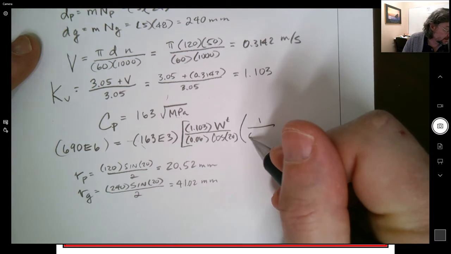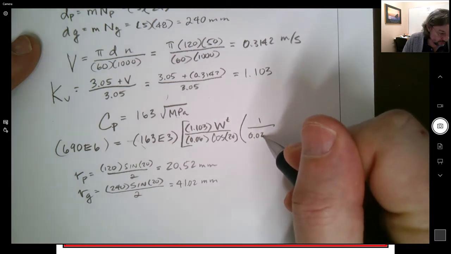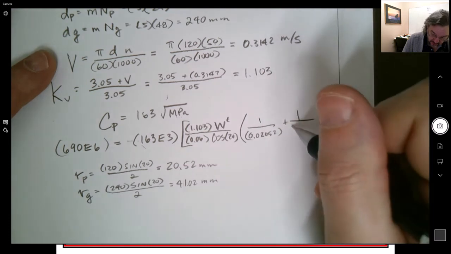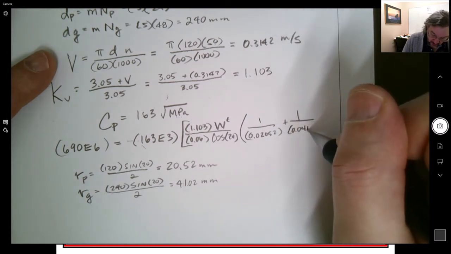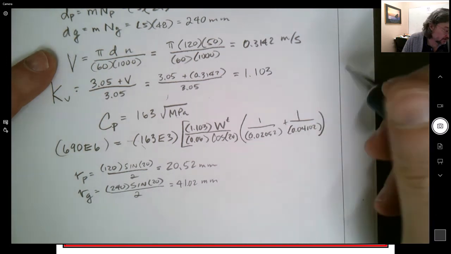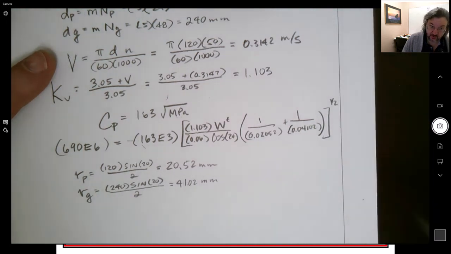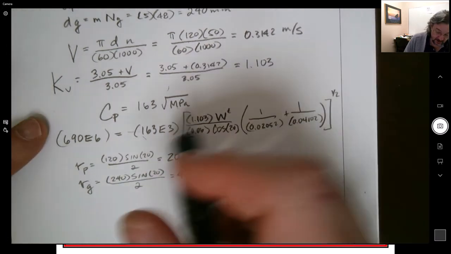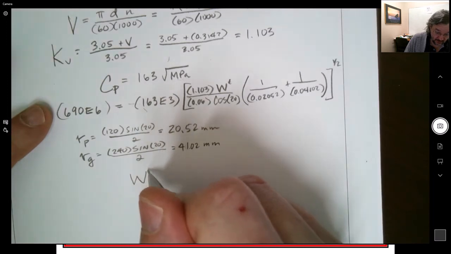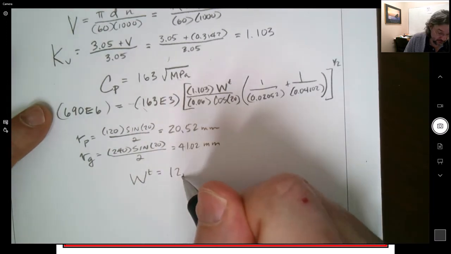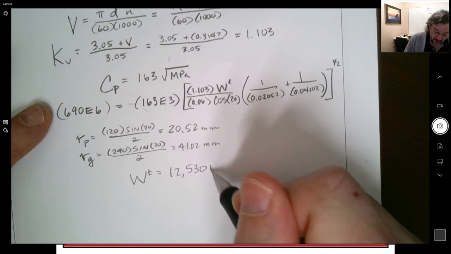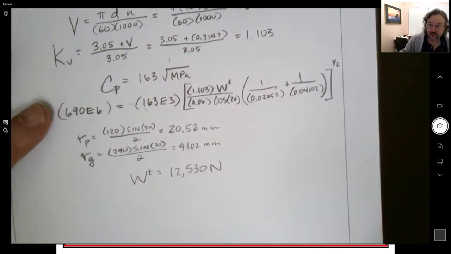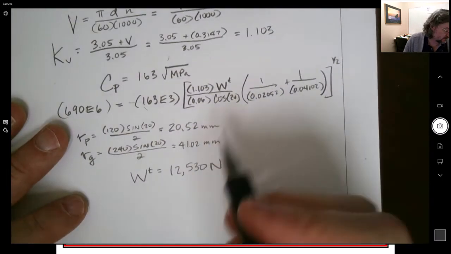So let's put this back up into here. We have that is going to be 0.02052 plus 1 over 0.04102, and make sure we have that whole thing square rooted right there. So we do a little bit of manipulation here, and we're going to find out that we have a transmitted load of 12,530, and they come out to newtons because we were careful to not play around with the bigger units here.